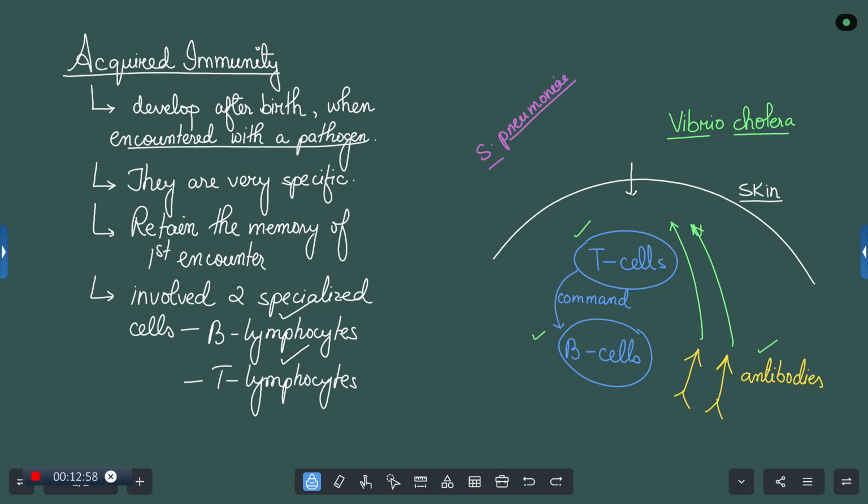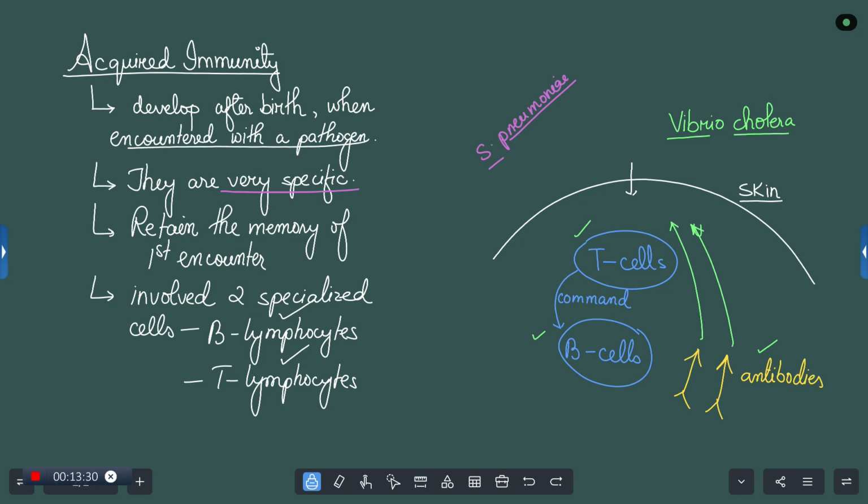Skin, for example, always tries to prevent cholera, pneumonia, typhoid, no matter what disease causing organisms they are. Whereas this system that I'm talking about fights against only a particular disease. Acquired immunity is very specific. I hope you understood.